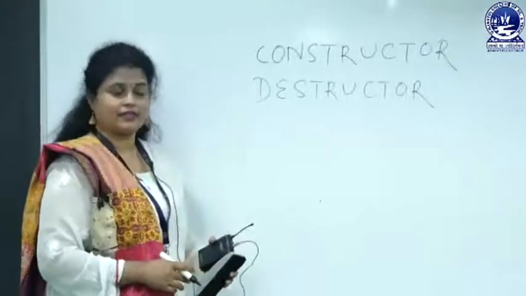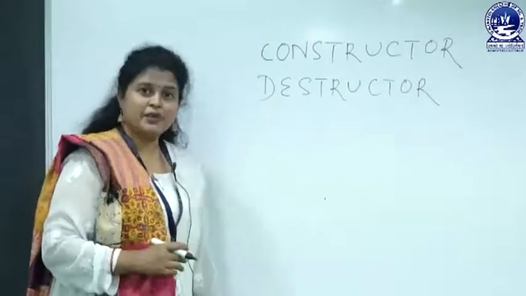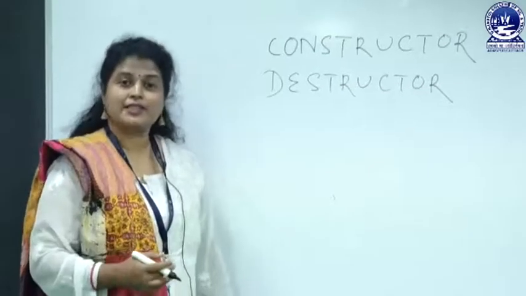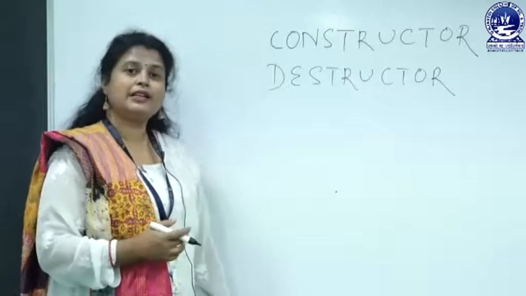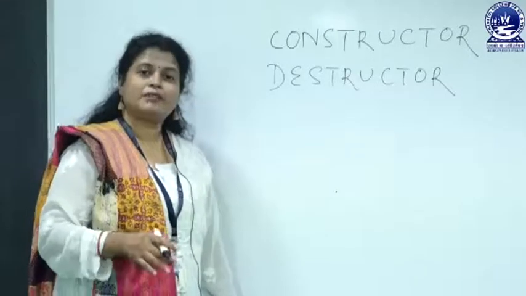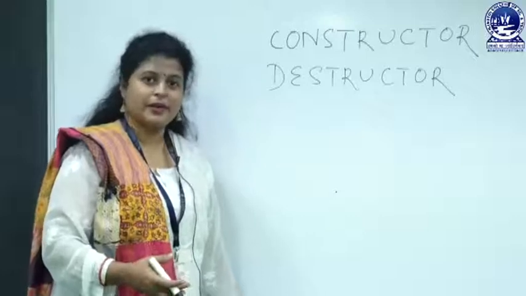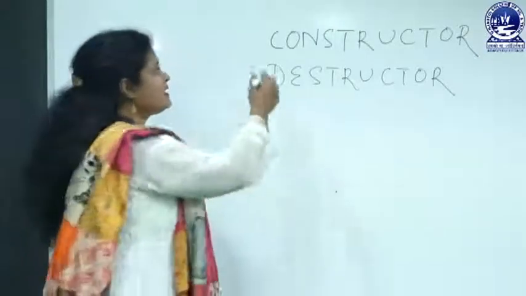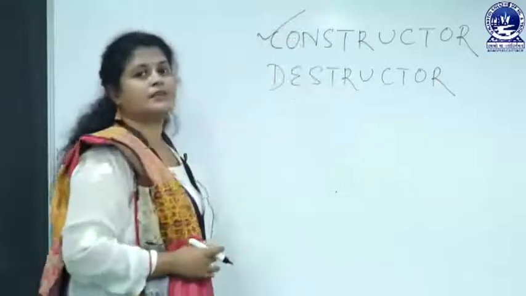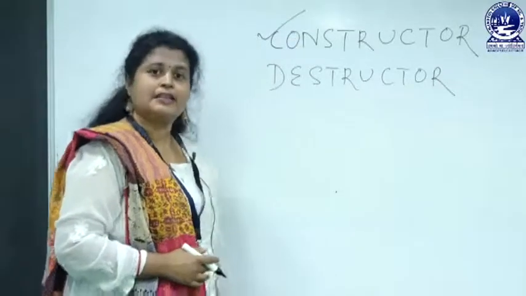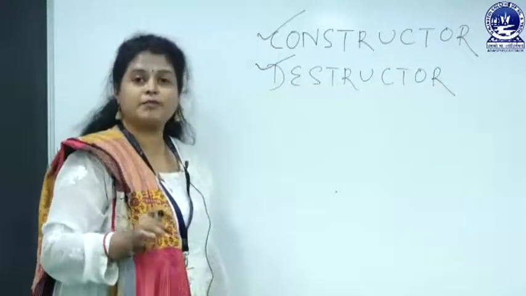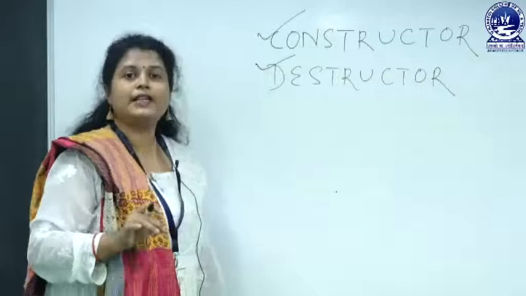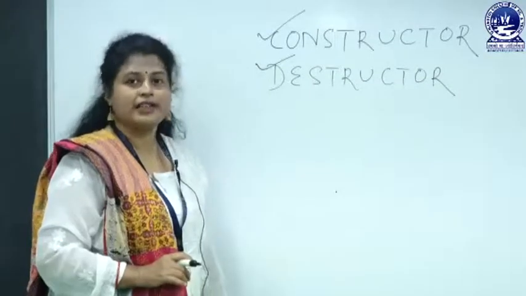Let's start. We know that in C++ we are using class, which is a very important feature of object oriented programming, and we know that in class you can combine both data and member function. Constructor is nothing, it is just a member function, but it is a special member function. Similarly, destructor is also a member function and it is also having some special purpose. Now we will discuss constructor and destructor in detail.